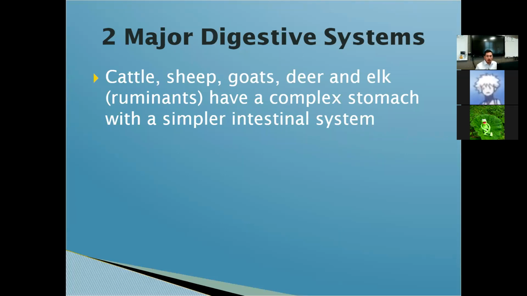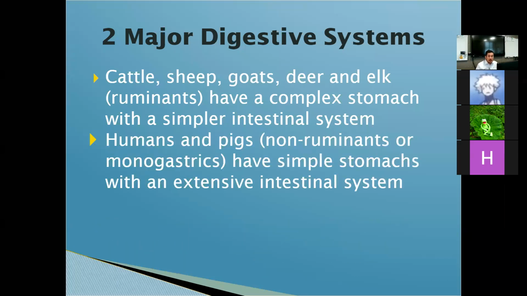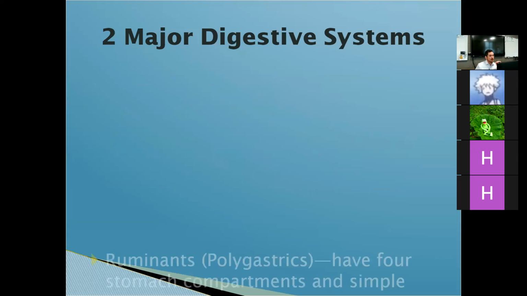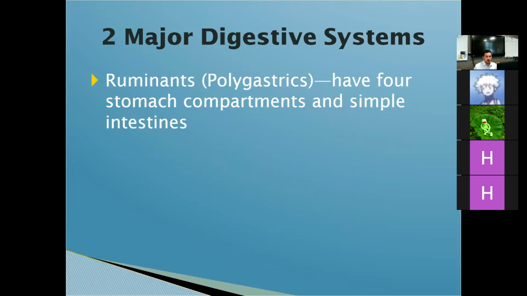There are some other animals that are included, like bison, which are also ruminants. Humans and pigs are non-ruminants or monogastrics, meaning they have one section of their stomach. They have simple stomachs, but have a more extensive intestinal system than ruminants. So this is how we're going to focus our nutrition. We're either going to be talking about monogastrics or ruminants. And this is where we need to define these terms.